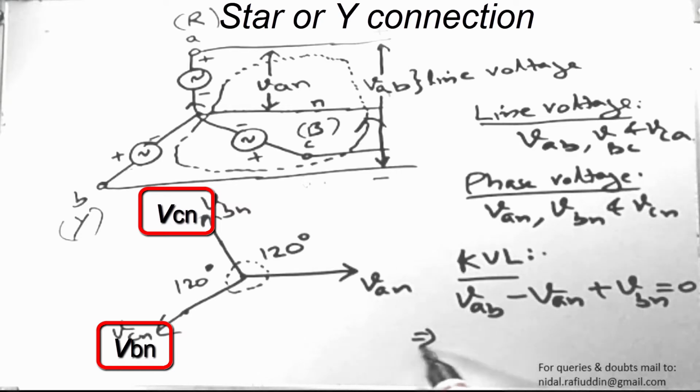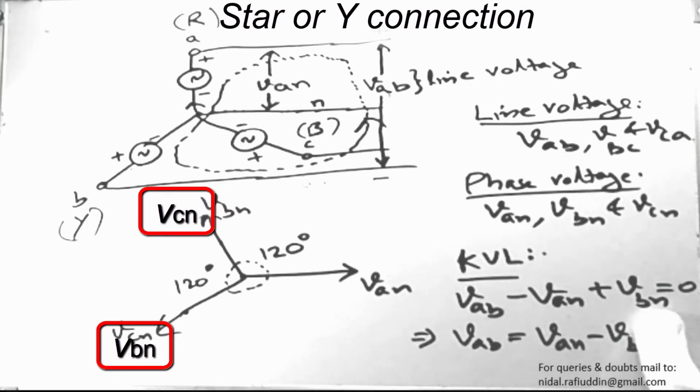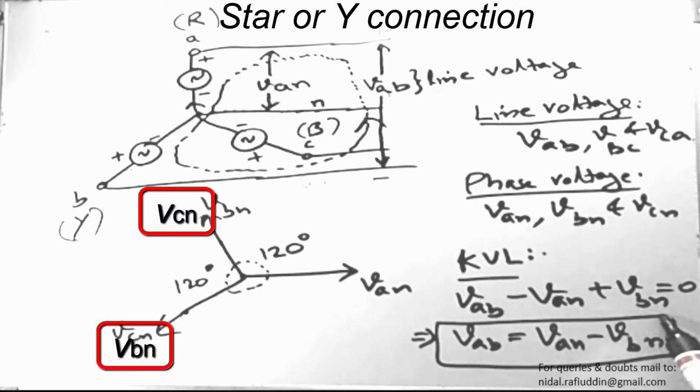So VAB can be written as VAN minus VBN. So this is a relation. Let's say this is equation 1. Let us encapsulate this. What this relation says is VAB is the line voltage, and VAN, VBN are the phase voltages.